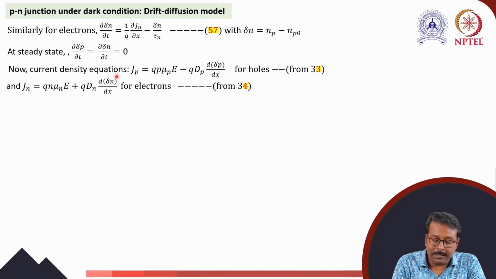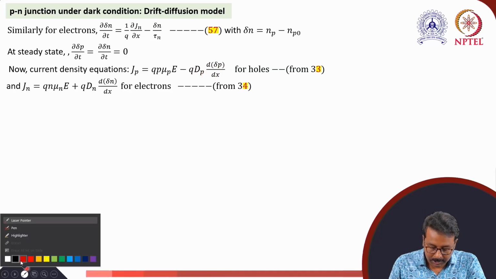Similarly, the current density equation for electrons will have a drift part and a diffusion part. If you observe minutely, this is nothing but sigma into E, the current due to drift. The drift electric field is required, that's why the presence of electric field is here. And the diffusion current depends on the diffusivity or diffusion coefficient, Dp, times d/dx of delta p, that is, how the concentration of delta p is varying, multiplied by q. This gives you the diffusion current. So this is called the drift diffusion model.